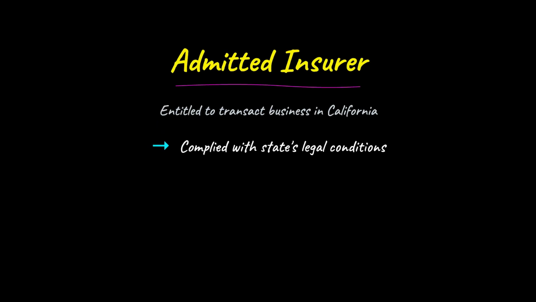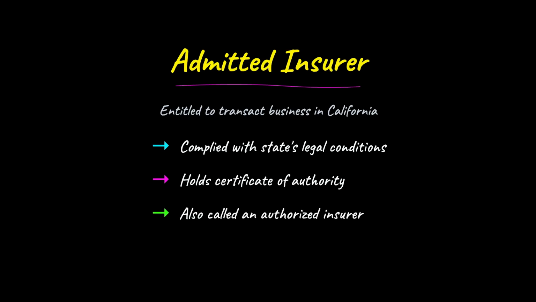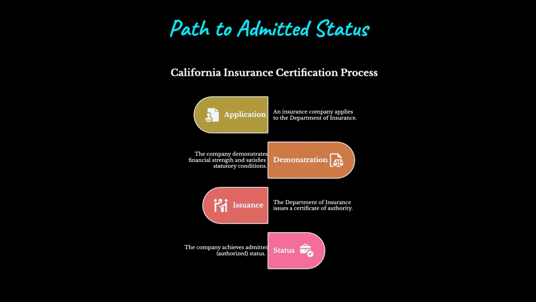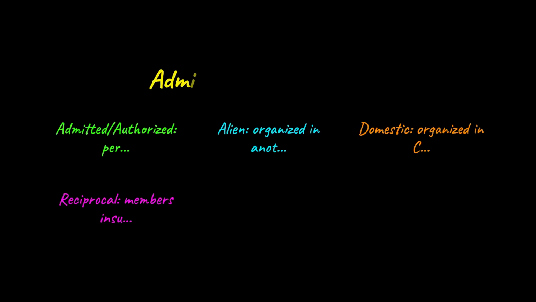Let's dig into what it really means for an insurer to be admitted in California. An admitted insurer has earned California's permission to sell coverage, having met the conditions the law requires. It holds a certificate of authority from the Department of Insurance and is also called an authorized insurer, remaining subject to the state's ongoing supervision. Picture a company applying to the Department of Insurance, proving its financial strength, and satisfying the statutory conditions. Once it receives its certificate of authority, it becomes an admitted insurer, authorized to transact business and regulated going forward.